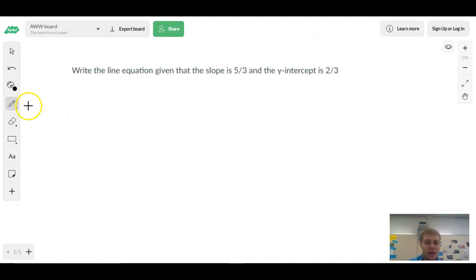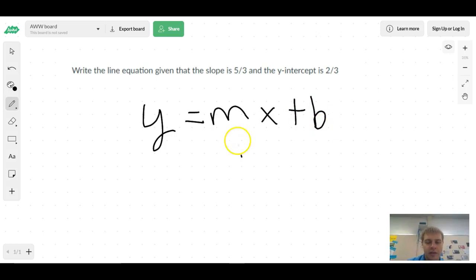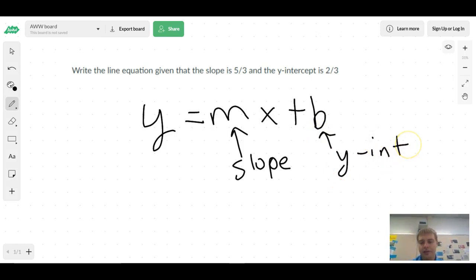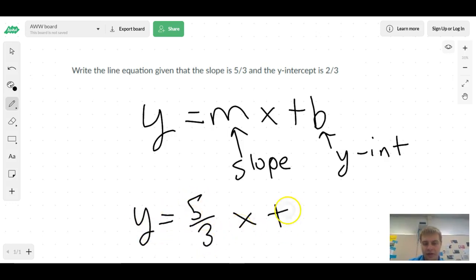This one wants us to write a line equation, so we again go y equals mx plus b. This again is my slope, and this again is my y-intercept. And they give me my slope and my y-intercept, so I'm just going to write them in. Y equals 5 over 3x plus 2 over 3. And then I'm done. So don't overthink this one just because they gave you both. It's really just plugging them in. It's just checking to make sure, do you know what a slope is and do you know what a y-intercept is. Let's try the next one.